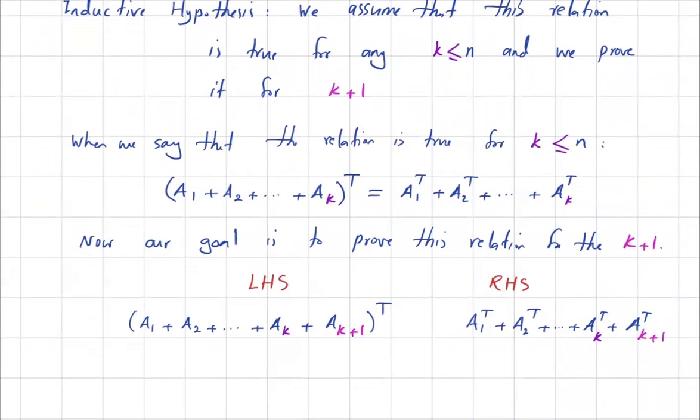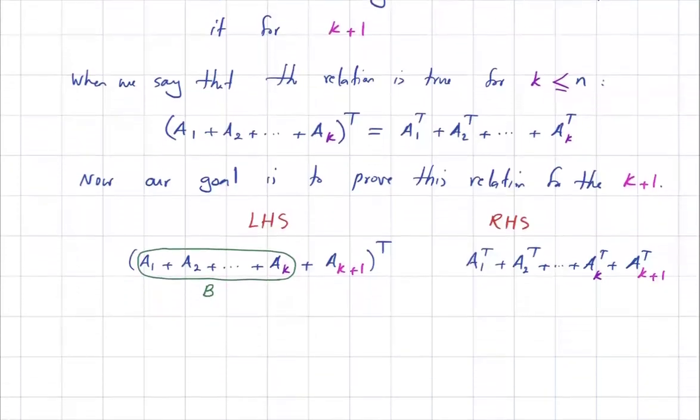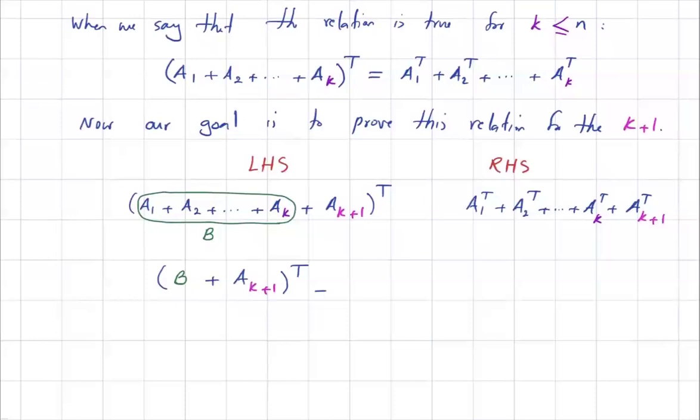What I'm going to do is take these and call it matrix B. If I do that, what happens on the left-hand side? You get the matrix B plus A sub k plus 1, transpose. But remember the behavior of the transpose. If you add two matrices together and find the transpose, it is basically writing the very first matrix transpose and adding that to the transpose of the second matrix.